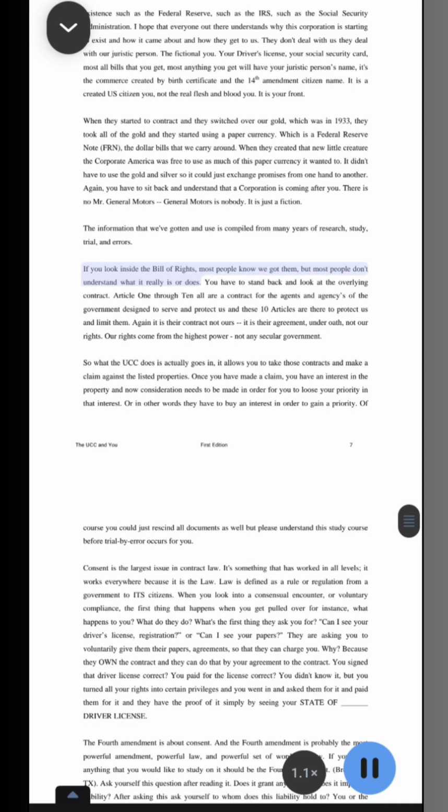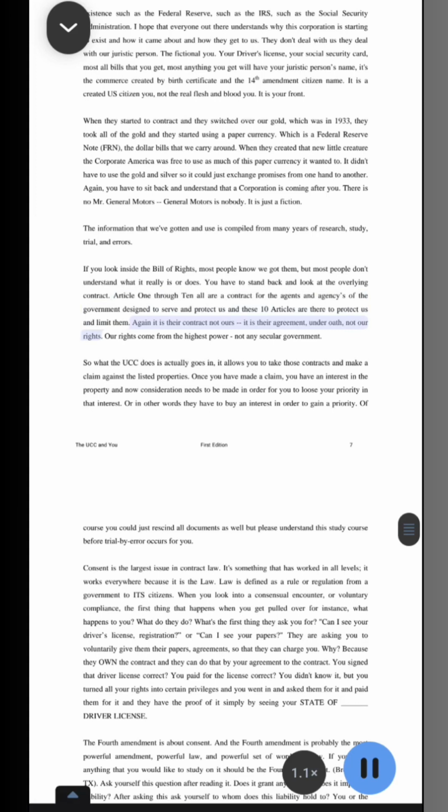If you look inside the Bill of Rights, most people know we got them, but most people don't understand what it really is or does. You have to stand back and look at the overlying contract. Articles 1 through 10 all are a contract for the agents and agencies of the government designed to serve and protect us, and these 10 articles are there to protect us and limit them.